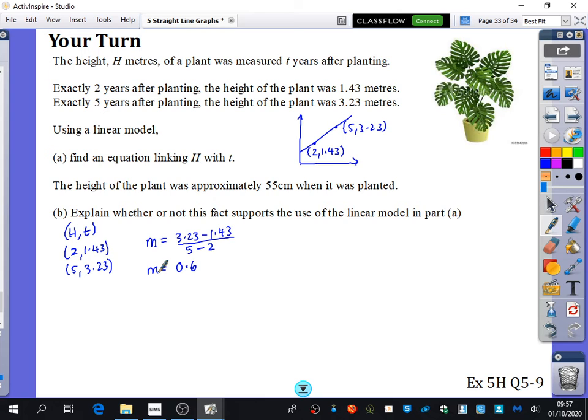Usually what it probably would say in the exam is it might say, find an equation linking h with t in the form h equals. So just do that finishing off and just say what h is equal to for that as well.